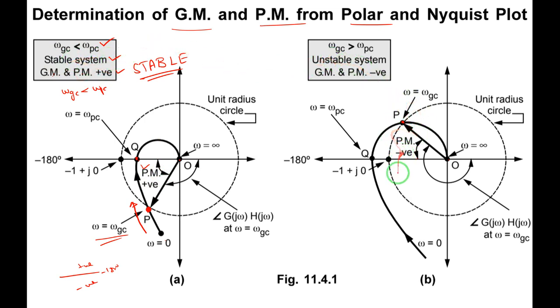Next, in the second case, you can observe here, point P, I am getting omega GC here and omega PC here. So if I start from here, the starting point, the frequency goes on increasing. So here I am getting omega PC and omega GC. Omega GC is greater than omega PC. Whenever omega GC is greater than omega PC, both GM and PM are negative. So if I measure the angle, this should be a negative angle only. No need to remember this sign convention also. So if omega GC is greater than omega PC, GM and PM are negative, system is unstable. Please try to remember the stability conditions. We know already.